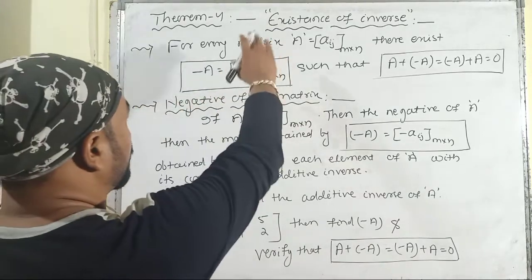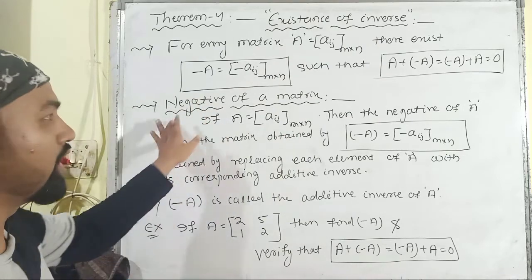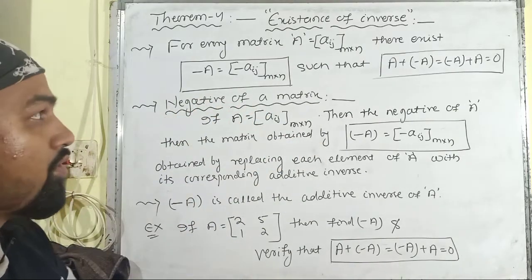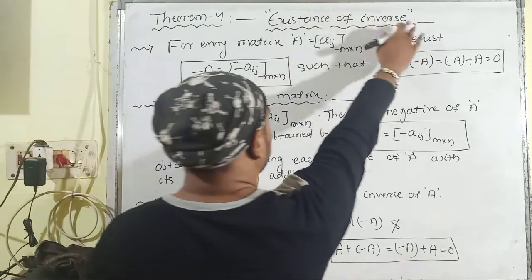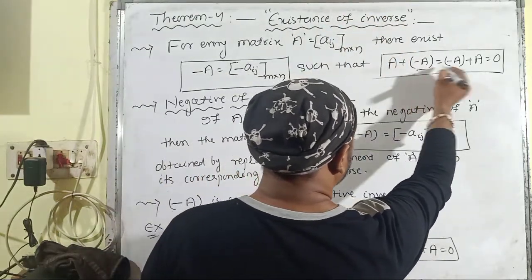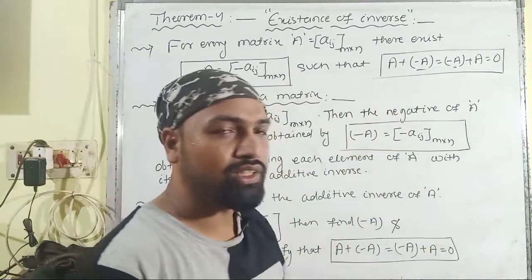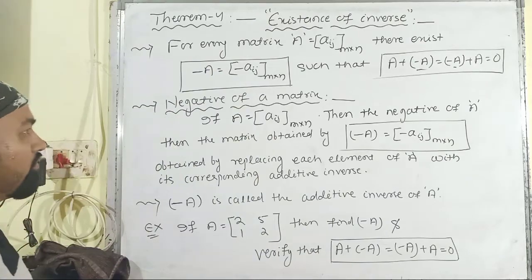So to discuss the existence of inverse, first of all let us discuss the negative of a matrix. What do you mean by negative of a matrix? Because in the existence of inverse we are discussing the minus A term. And what is minus A? It is the negative matrix of the given matrix A. So let us discuss the negative of a matrix.